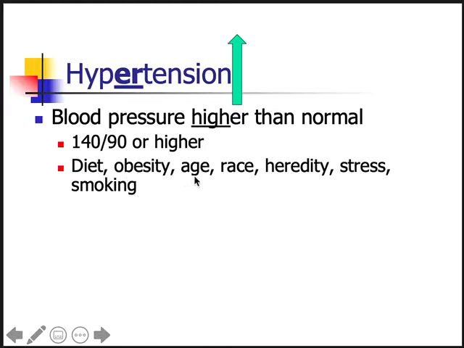Diet, obesity, age, race, heredity, stress, smoking, these can all increase your blood pressure. You can't do anything about your heredity, right? You cannot change your DNA, but you can know your medical history for your family and be proactive, right? So if you have inherited high blood pressure, don't wait for your blood pressure to be 140 or higher. Keep it low, be proactive.